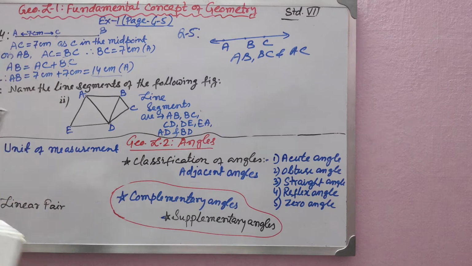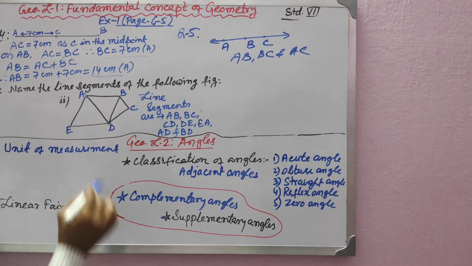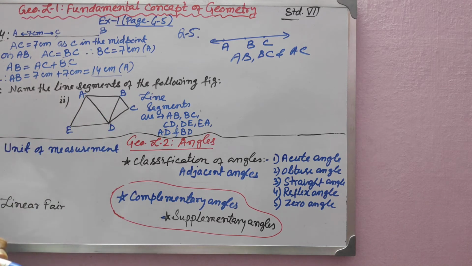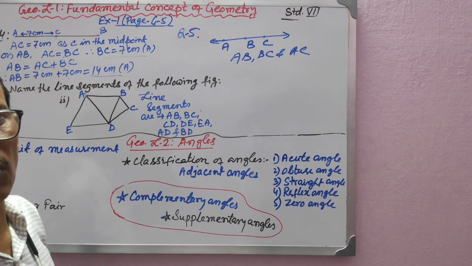Now moving on to question number 6. Name the line segments of the given figure. That is also very simple. Here is a pentagon and the two diagonals as given. So start from one point and then give a cyclic order. Then you go for the diagonals also.